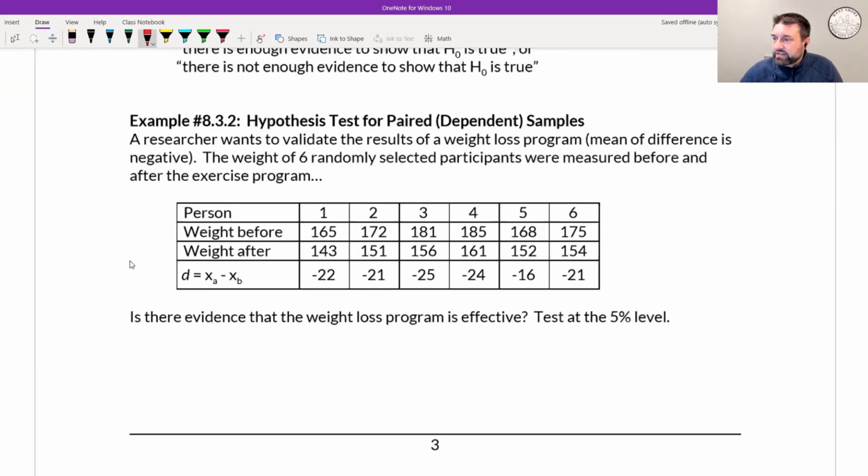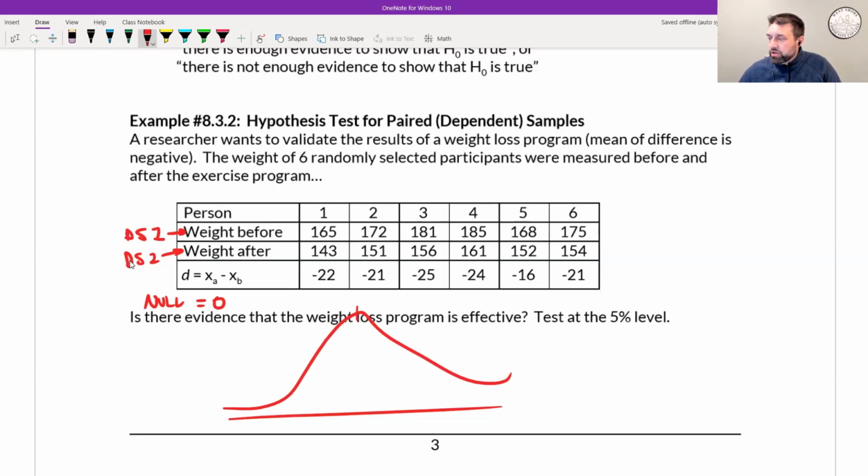Here is data set number 1. This is the weight before the diet. And here's data set number 2. This is the weight after the diet. And remember, our null is that the difference between these two is 0, that nobody lost any weight. That's the null hypothesis. And so if we had a normal distribution, that would be 0. Now our alternative hypothesis is going to be that people lost weight, indicated by the negative sign. If they gained weight, then they would be a plus value, right?